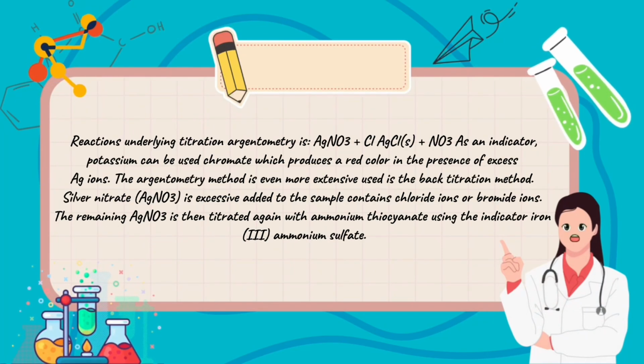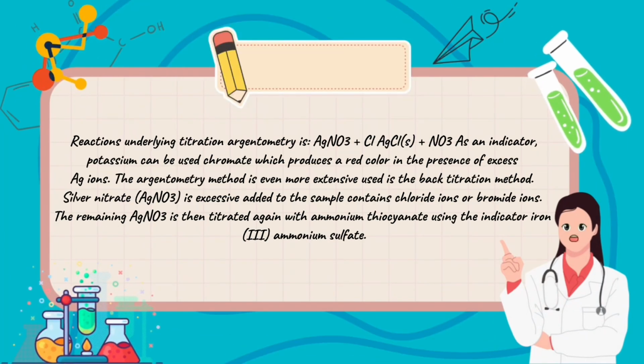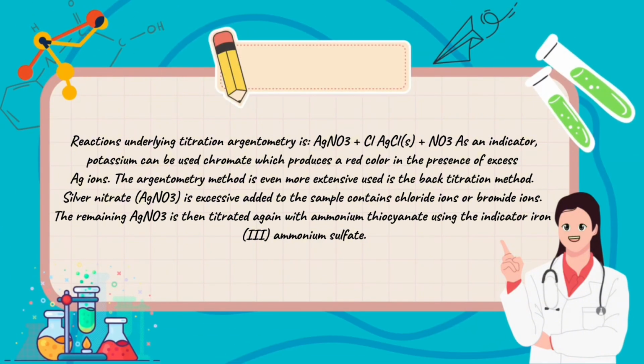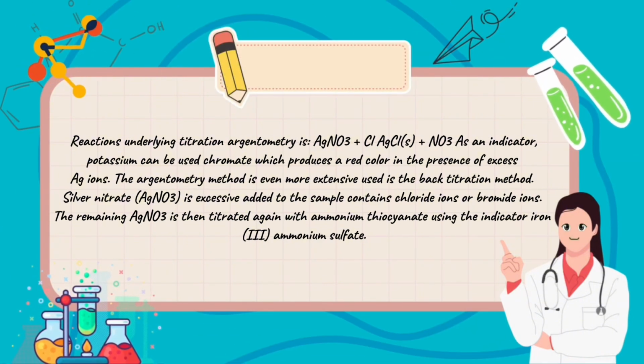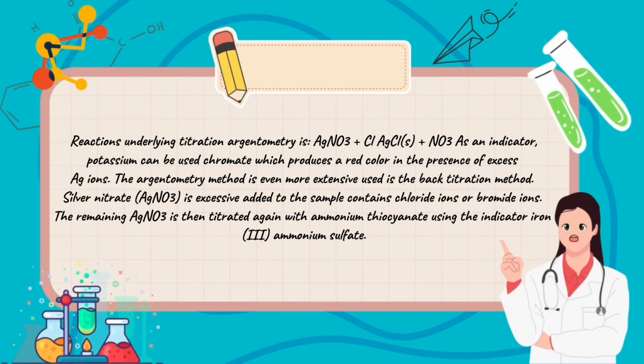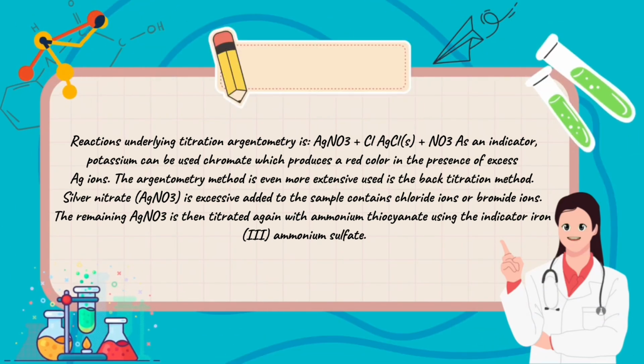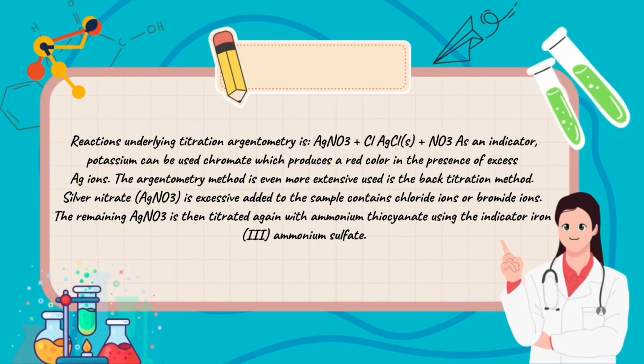The reaction underlying argentometric titration is AgNO3 plus Cl- gives AgCl plus NO3-. As an indicator, potassium chromate can be used, which produces a red color in the presence of excess Ag+ ions. The argentometry method that is even more extensively used is the back titration method.